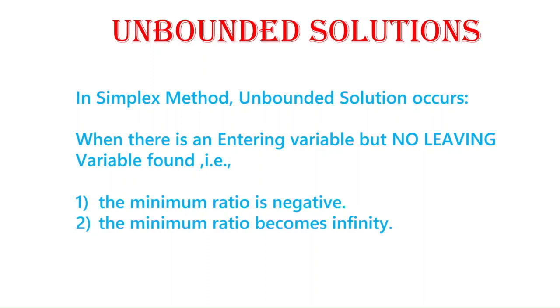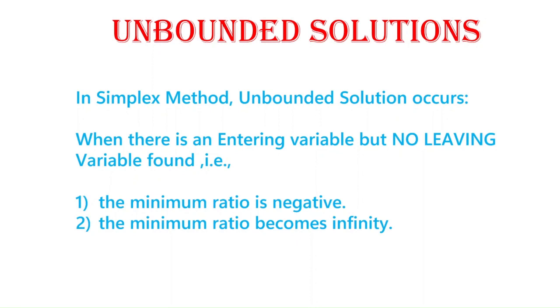In today's lecture, we'll be talking about the unbounded solutions of the linear programming problem, how we could find out whether we are getting an unbounded solution. So in the simplex method, an unbounded solution occurs when there is an entering variable but there is no leaving variable found.